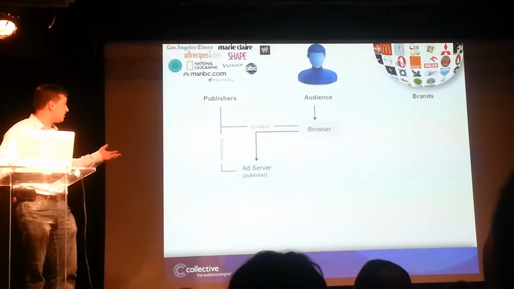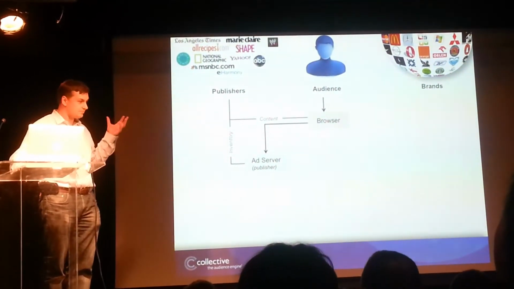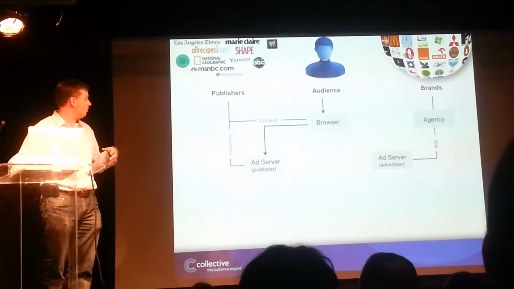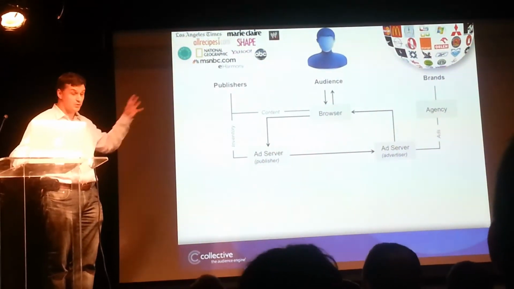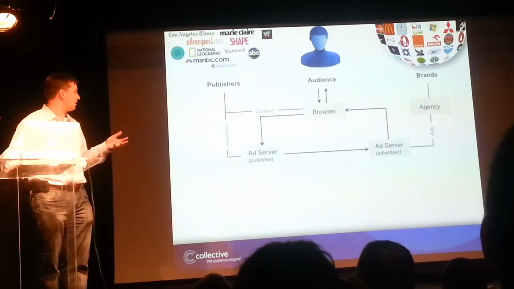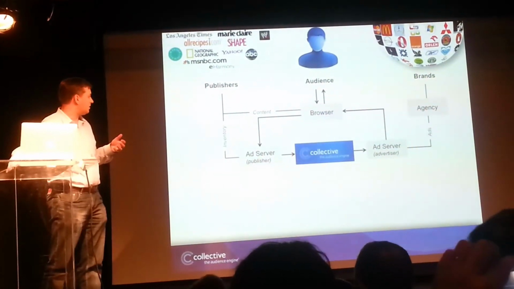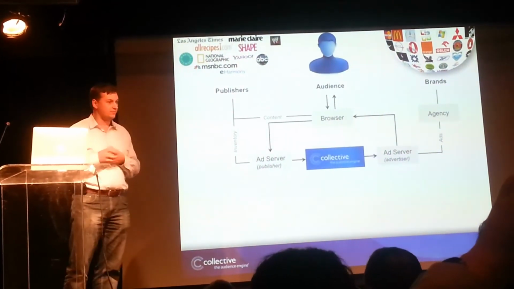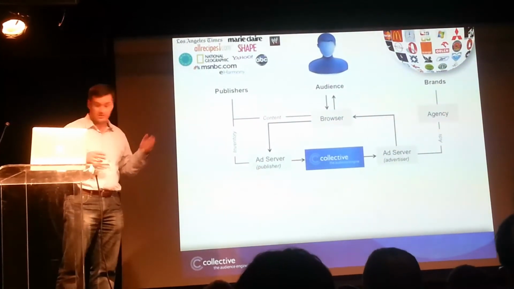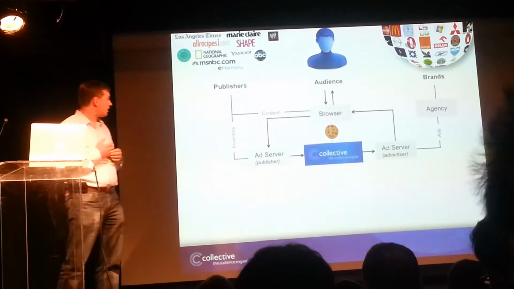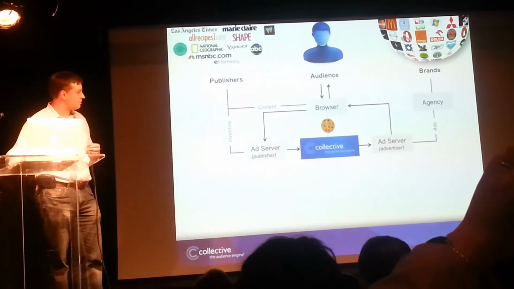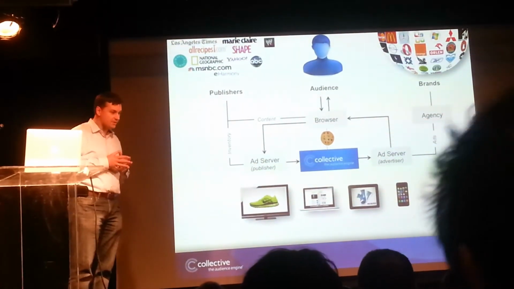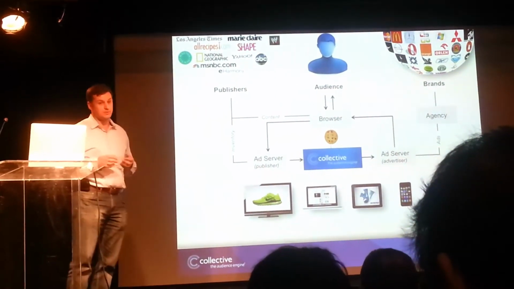The publisher probably has an ad server that then calls the ad server of the brand. That used to be like that. Now there are companies like ours, like Collective, who are in the middle and provide the service between millions of websites, millions of properties, and thousands of brands. So we use cookies to track audiences, to track users online, and then we bridge between different devices to reach the right user at the right time.